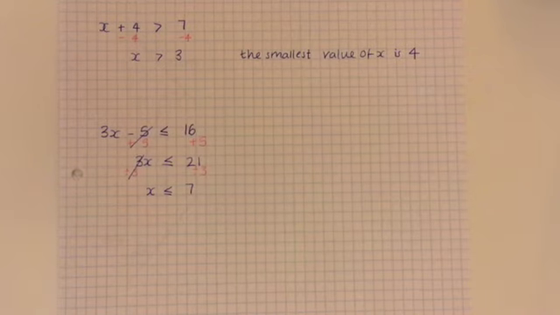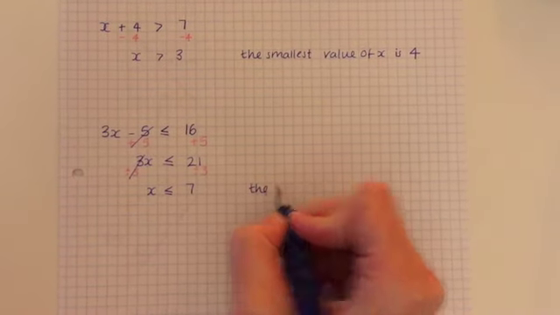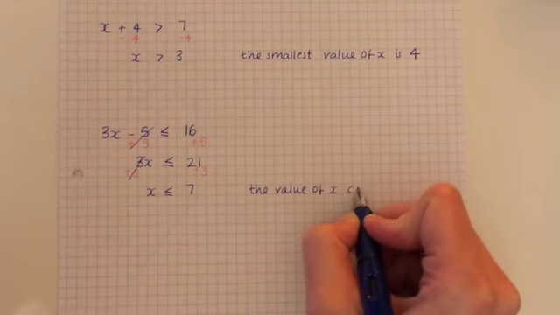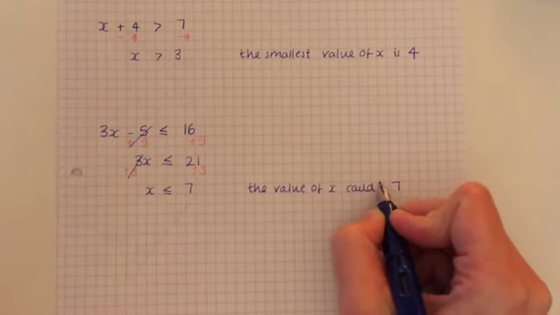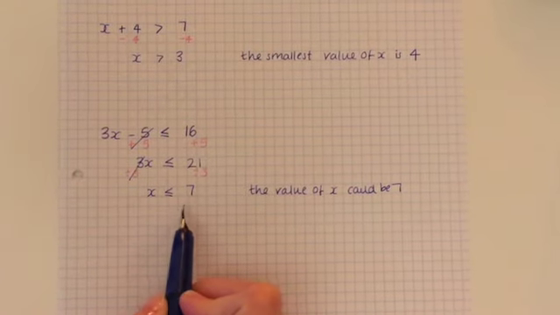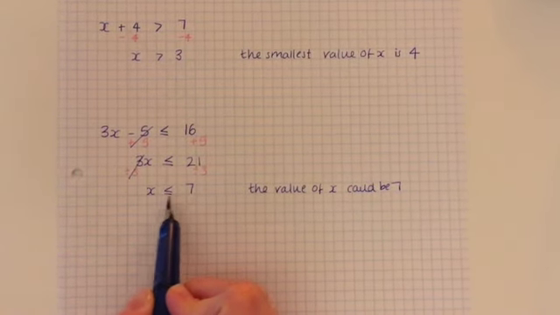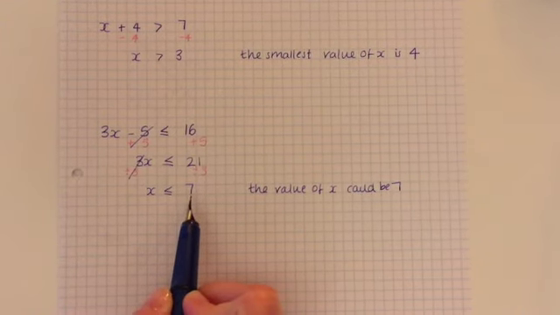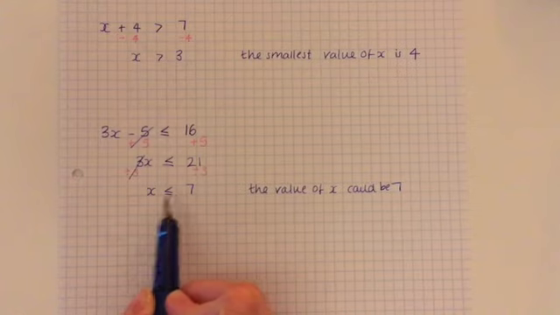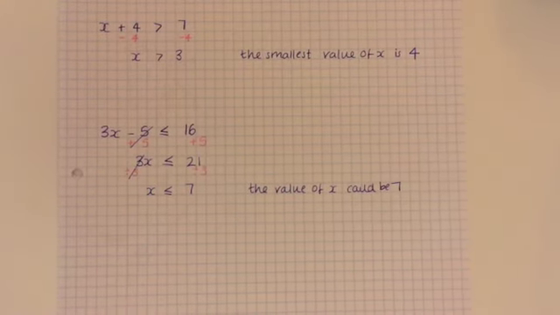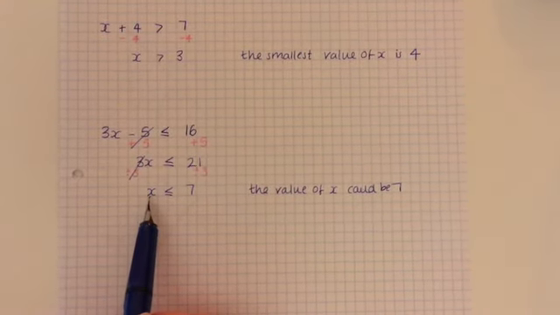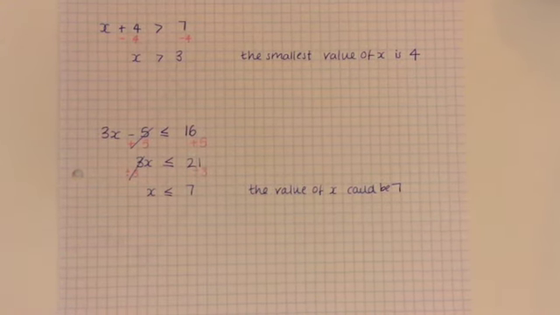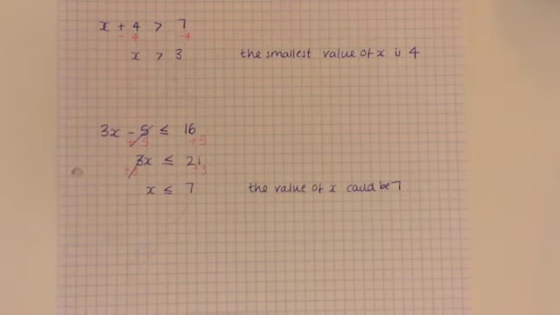So the value of x could be 7. It can be 7 this time. It's got to be less than or equal to 7. So the biggest it could be is 7, and then it could be 6, 5, 4, 3, and so on. This side has to be smaller than this side, apart from when it is 7. I hope that makes sense.